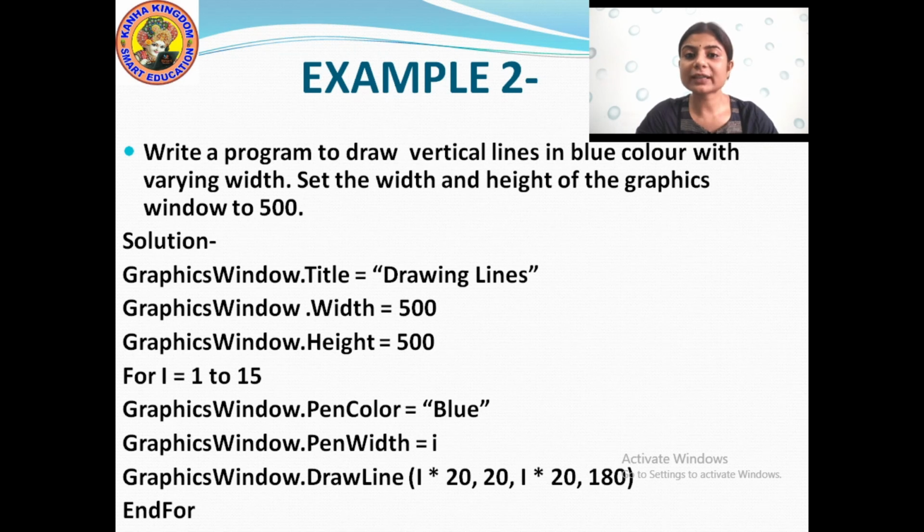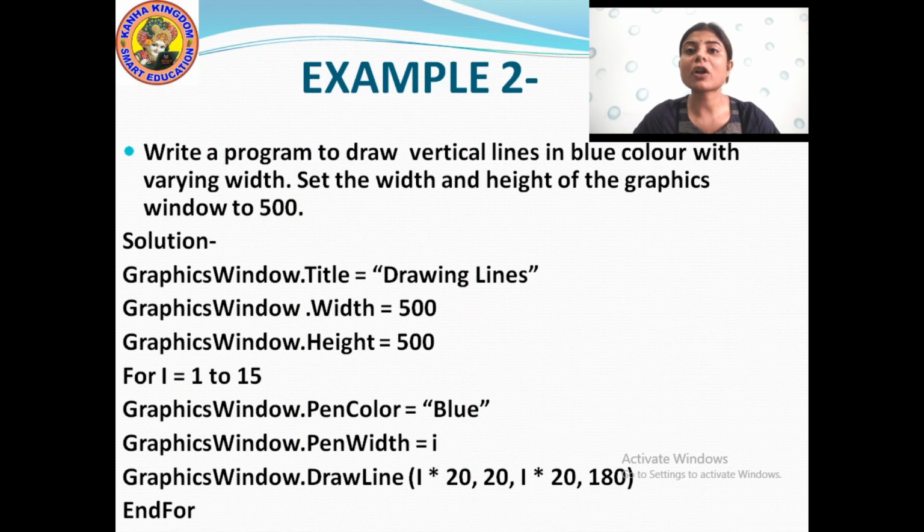And you can also use the pen color. For using the pen color, you will write the code graphics window full stop pen color, which is equal to blue. And accordingly, you can change the pen color. You can give it red, black, or whichever you want. Then graphics window pen width. You are giving a variable for the pen width.